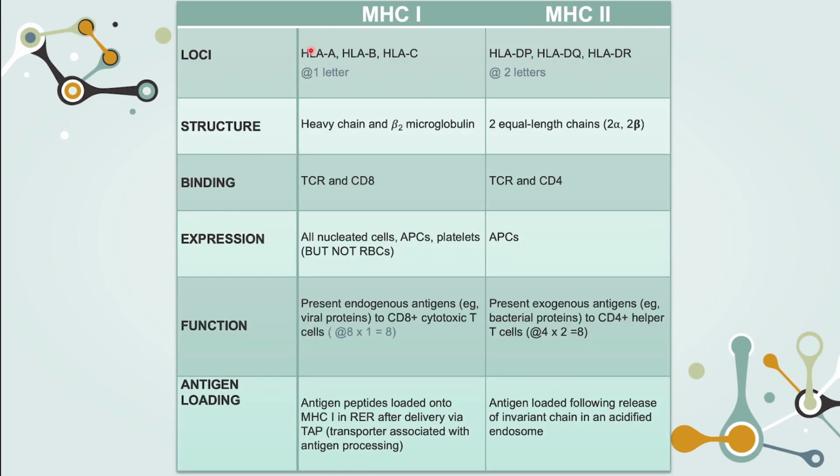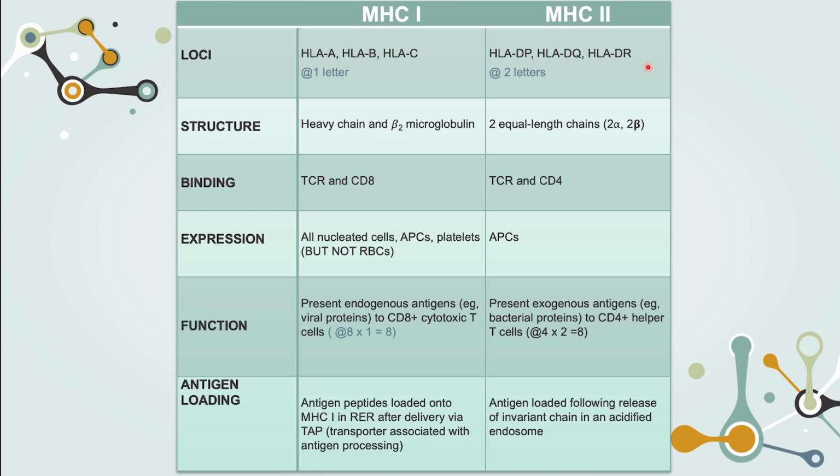So what are the loci that produce MHC1? It's HLA-A, HLA-B, and HLA-C. All right. And did you notice this mnemonic? One letter. If you notice, all the HLAs which code for MHC1 contain only one letter: HLA-A, HLA-B, and HLA-C. Now, if you look at the loci that code for MHC2, they contain two letters: HLA-DP, HLA-DQ, and HLA-DR.